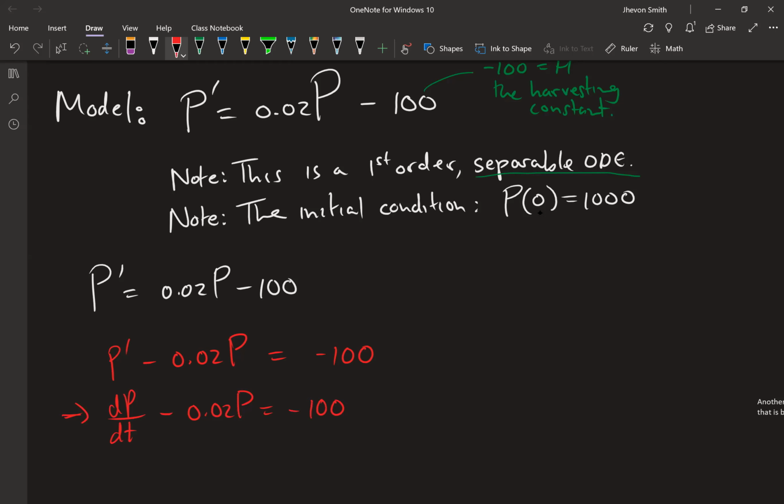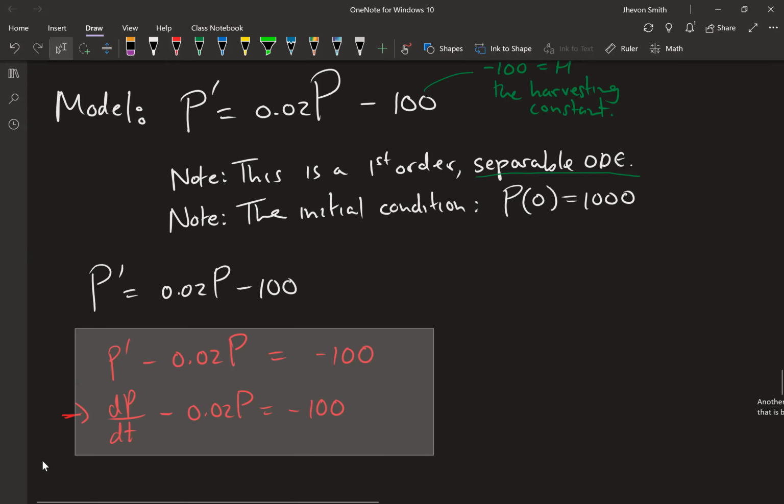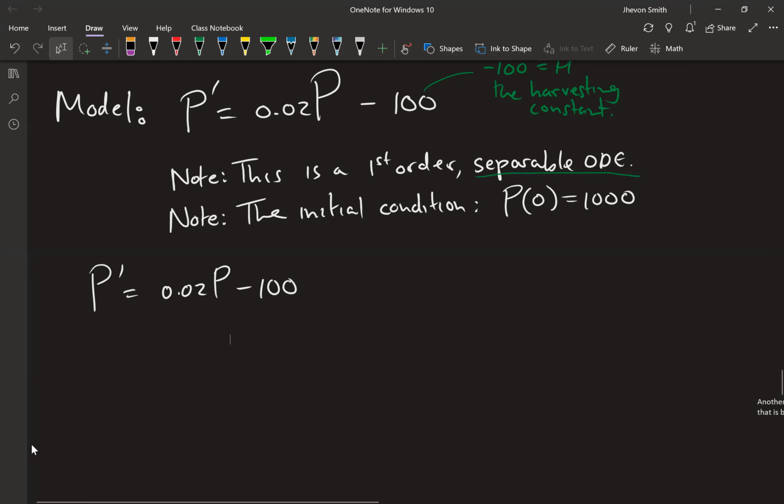So you have not separated the variables. There is a t on the left side, right? So you have not separated the p's and the t's by doing that. Okay, so how do we get it done? How do we separate the variables? And yes, you can remember that this is dp over dt is equal to 0.02 p minus 100.